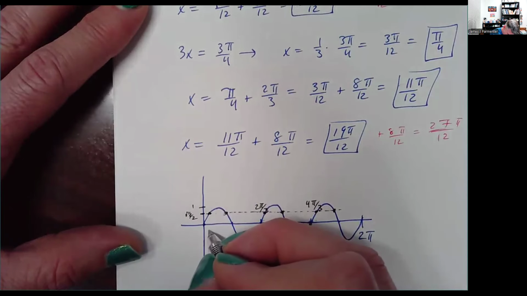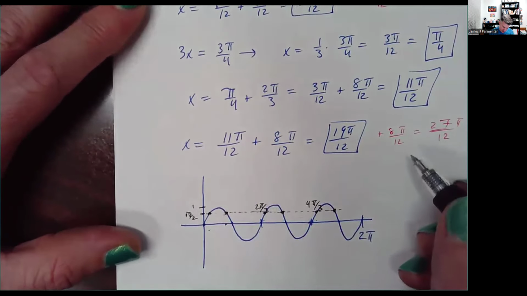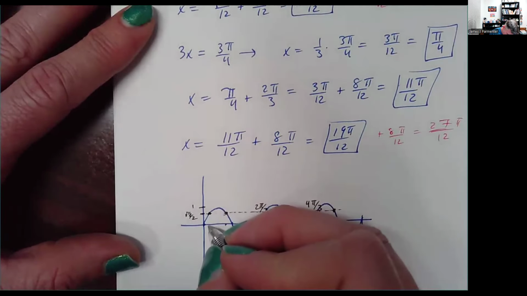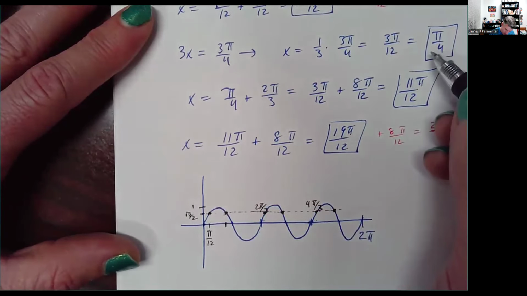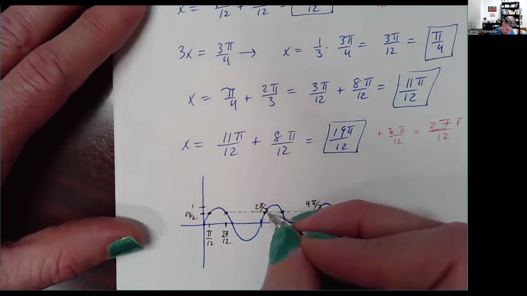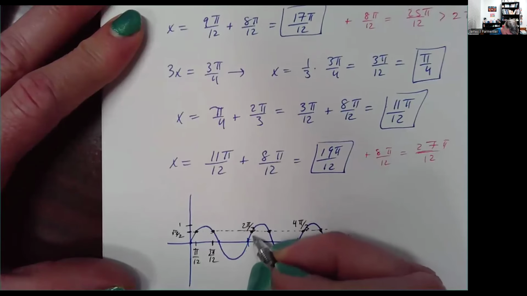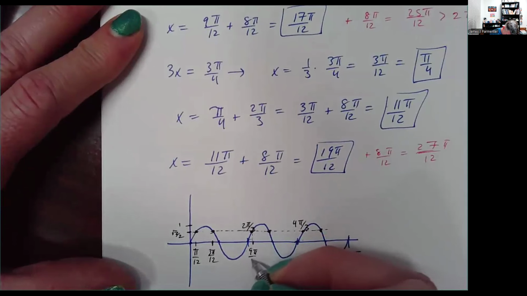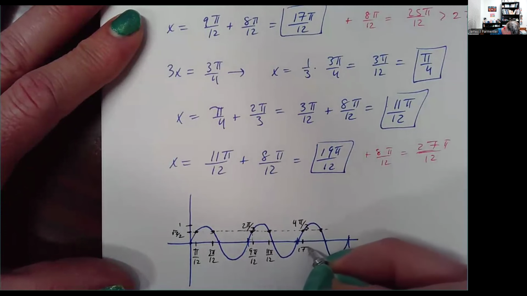Pi over 12, 3 pi over 12. So, I mean, I'm not reducing right. So the first one's going to be pi over 12. I don't need to write the beginning really. That's pi over 4 or 3 pi over 12. This next one over here is going to be the 3 pi over 4, which is 9 pi over 12. The next one's going to be the 11 pi over 12. This one over here is going to be the 17 pi over 12. And this last one's going to be the 19 pi over 12.